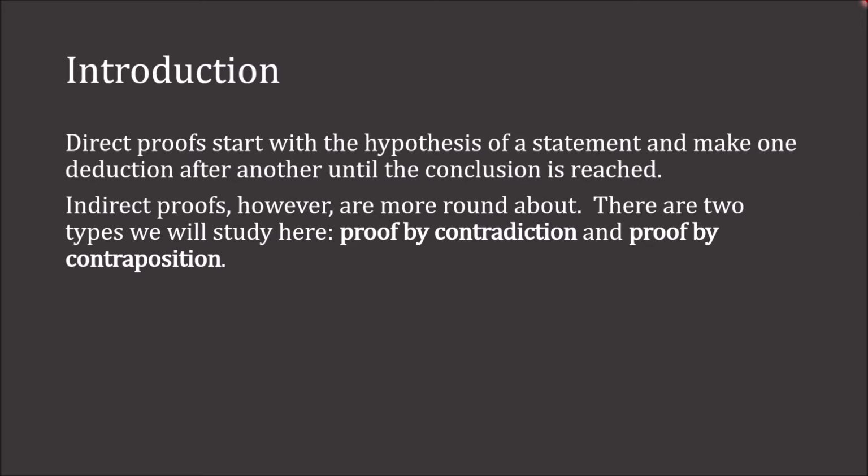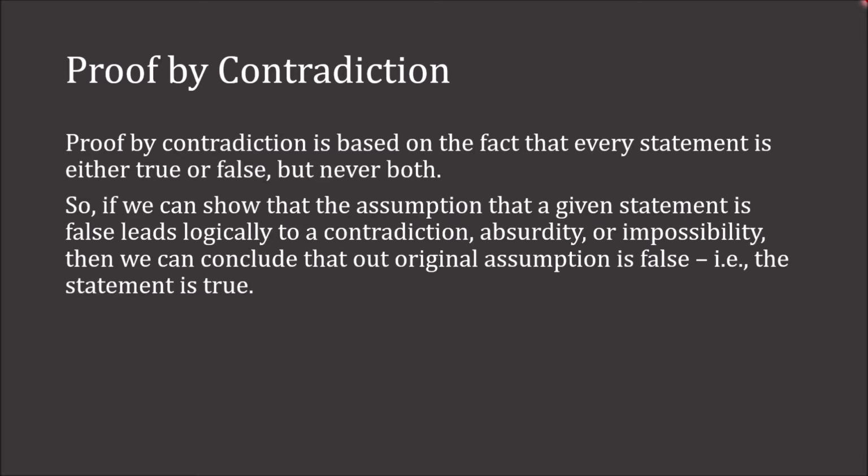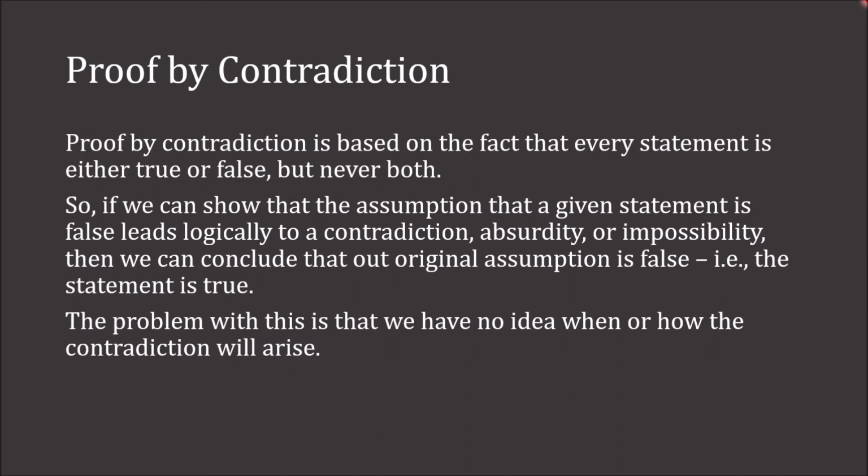So we start by looking at proof by contradiction, which is based on the fact that every statement is either true or false, but never both. So if we can show that the assumption that a given statement is false leads logically to a contradiction, an absurdity, or an impossibility, then we can conclude that our original assumption was false, i.e., the statement must be true. Now, the problem with this technique is we have no idea when or how the contradiction will arise.